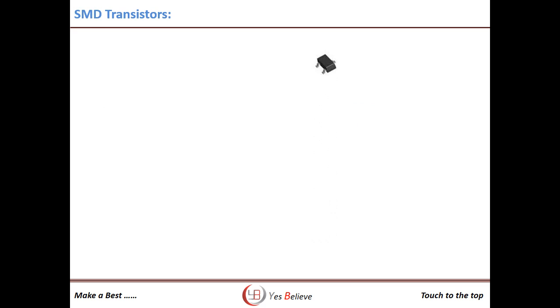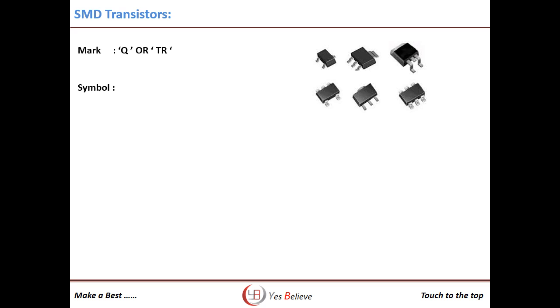The next device is the transistor. As you know, a transistor is a component which amplifies the current. Various kinds of analog circuits use transistors while they are less used in digital circuits. In SMD, the transistor is marked by Q or TR. Its symbol is different depending upon the type, that is NPN or PNP.